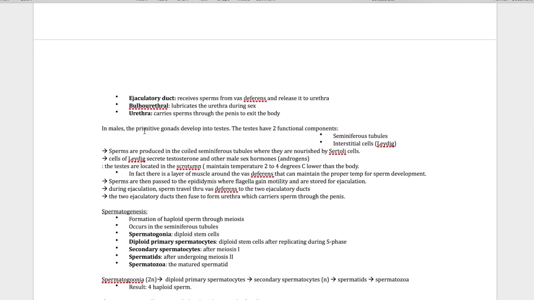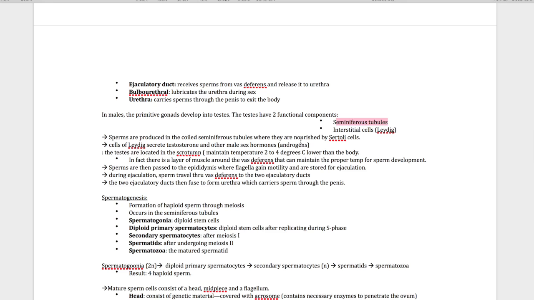Right. So the primitive gonad develops into testes, and testes have two functional components. Like I said, seminiferous tubules is located in the testes, and then you have Leydig cells, interstitial cells. Sperm production, we already talked about that. Sertoli cells nourish the sperm, right? Cells of Leydig produce testosterone and other male hormones such as androgens. You can read about that.